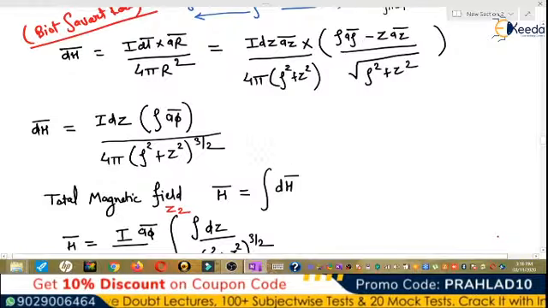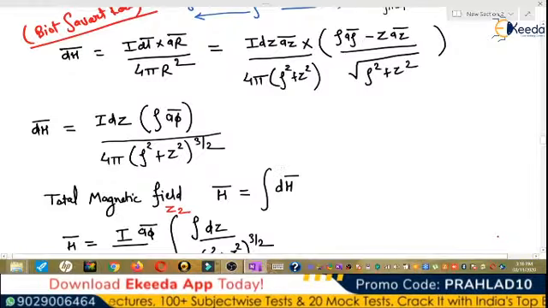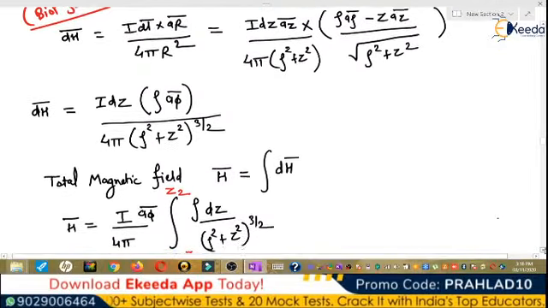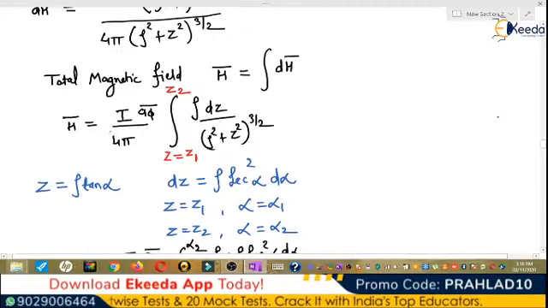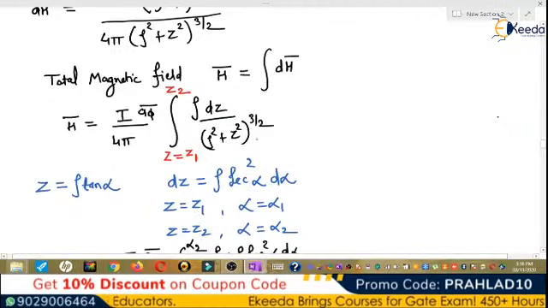The total magnetic field H vector is the integration of dH vector. So H vector is I by 4 pi a phi vector, integration from z1 to z2 of rho dz upon (rho square plus z square) to the power of 3 by 2.